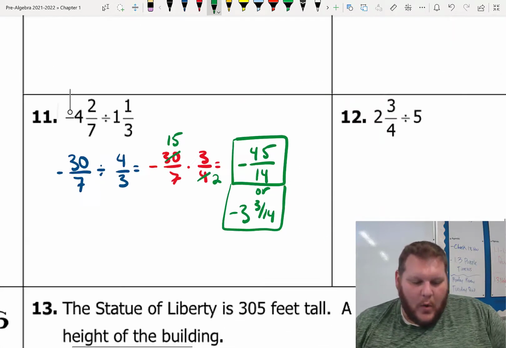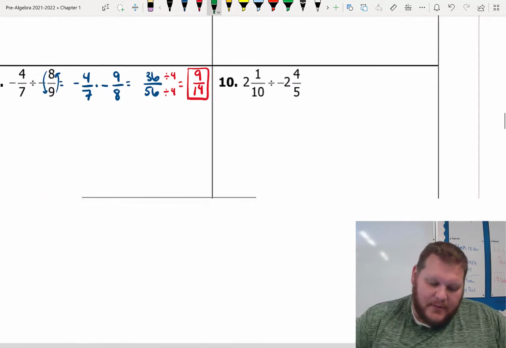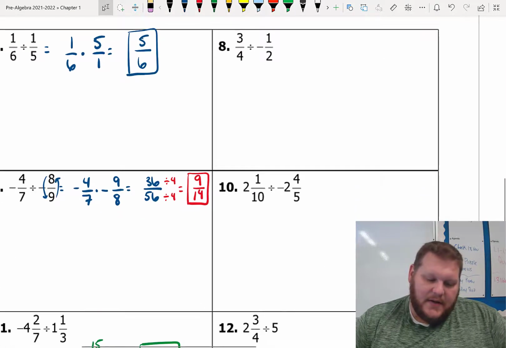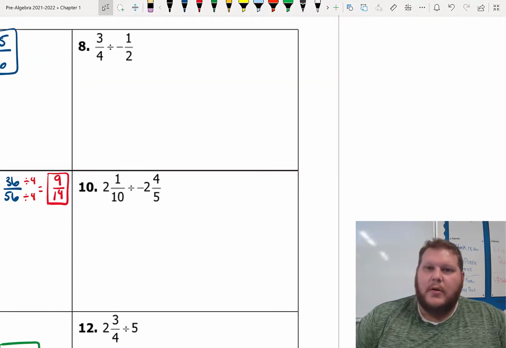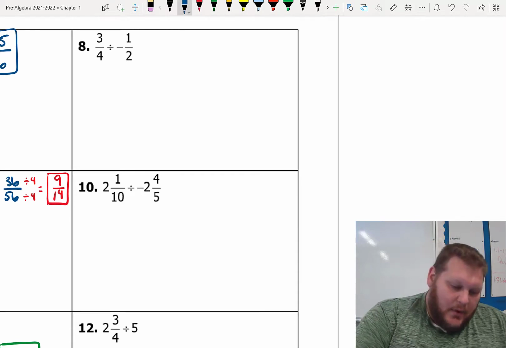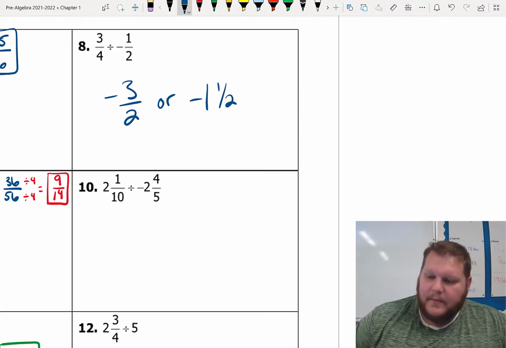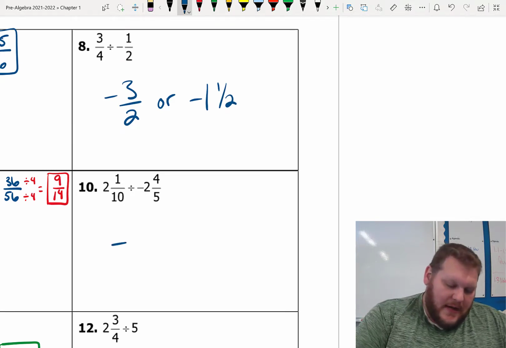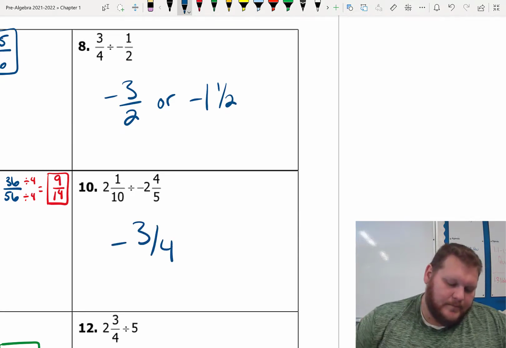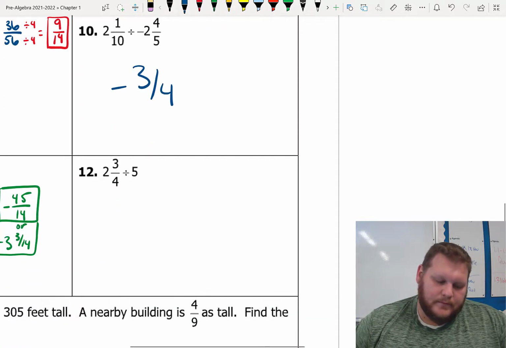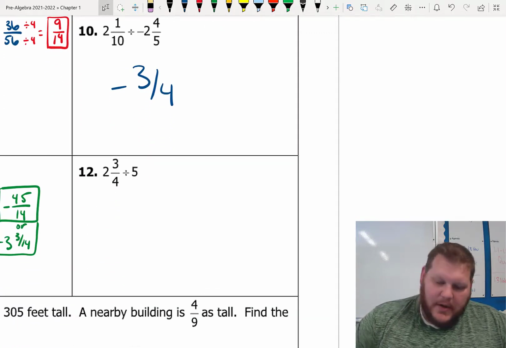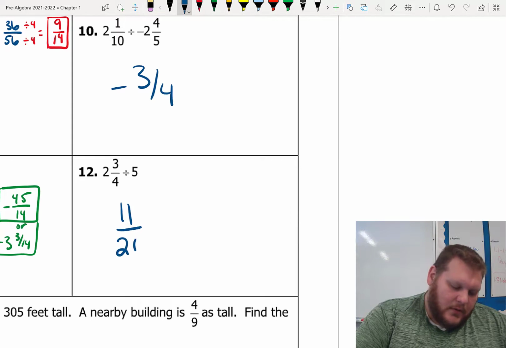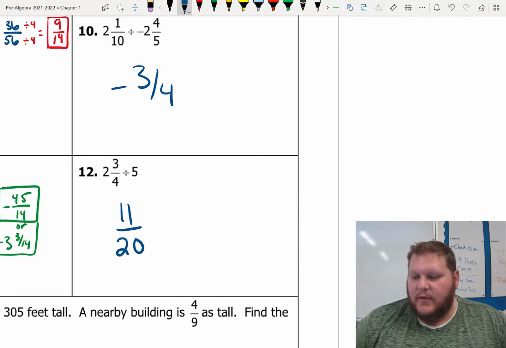Okay. Once again, if you want to practice those even problems, go ahead and pause the video, try them on your own, and then check your answers here. Number 8, you should have gotten negative 3 over 2, which is negative 1.5 as a mixed number. Number 10, you should have gotten negative 3 over 4. And then number 12, positive 11 over 20.